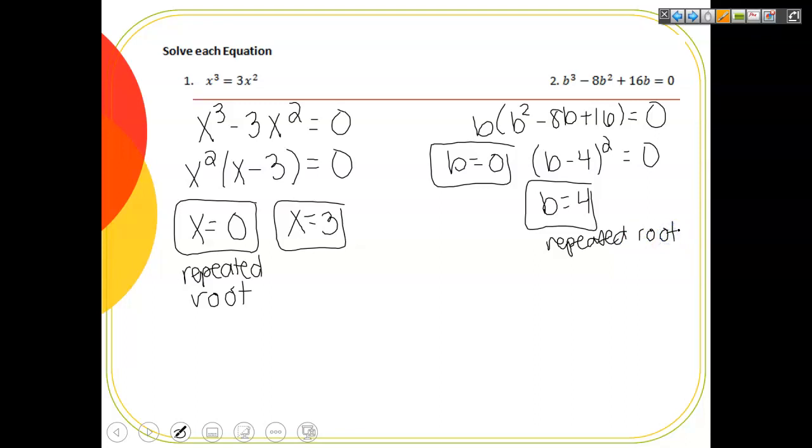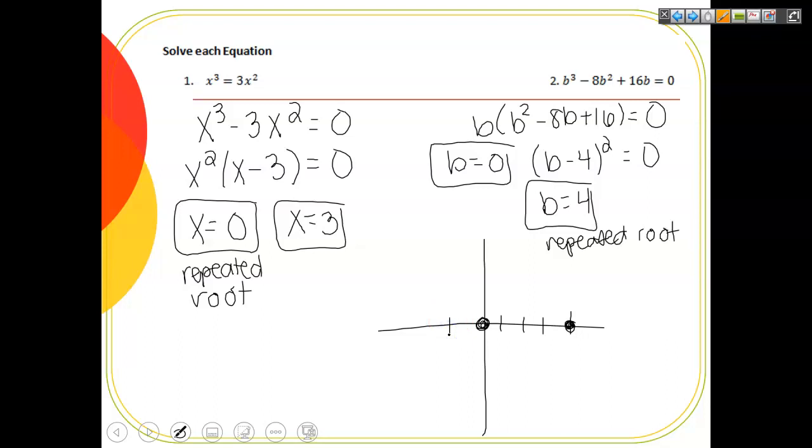If you graph a repeated root, it hits but does not cross. So if I were to graph that cubic, the leading coefficient is positive, the degree is odd, so it tells me it starts low and ends high.